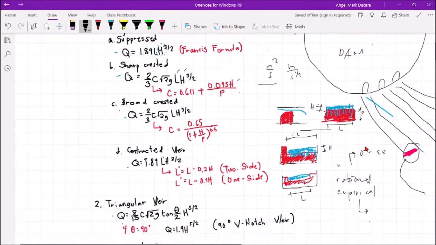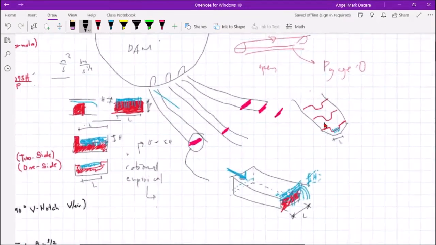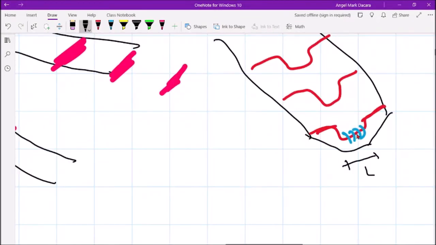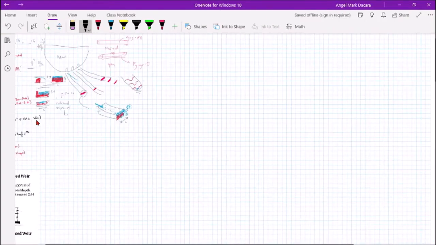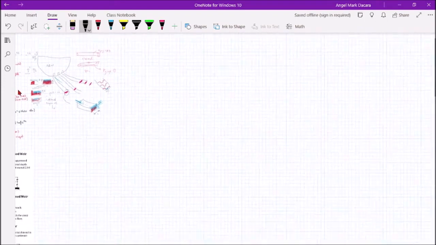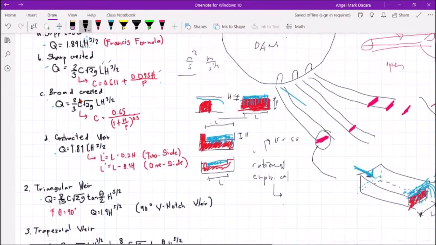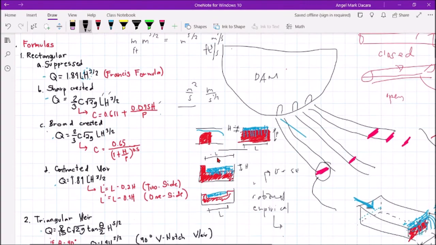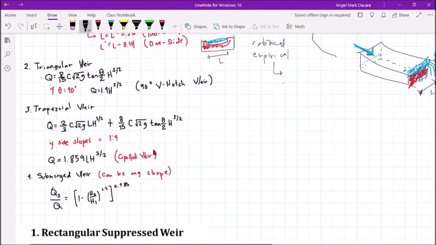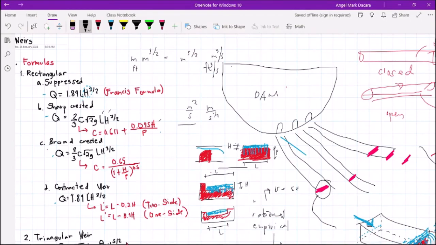Okay? So, in short, yung example kong rectangular weir kanina, ito, this is a contracted weir, kasi meron siyang harang din dun sa gilid. Okay? So, yun. I think pwede na tayo mag-example sa rectangular weir. Okay? O siguro discuss pa rin natin yung kasunod. Rectangular weirs muna tayo.